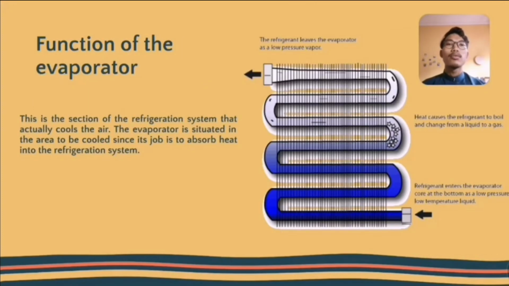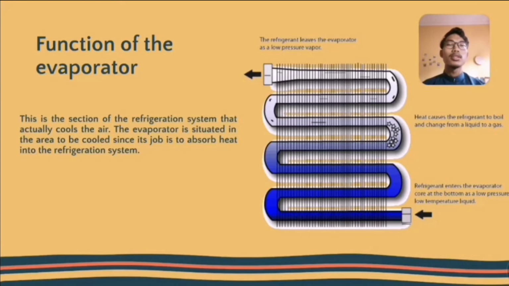Okay, the third is the function of the evaporator. This is the section of the refrigeration system that actually cools the air. The evaporator is situated in the area to be cooled, since its job is to absorb heat into the refrigeration system.